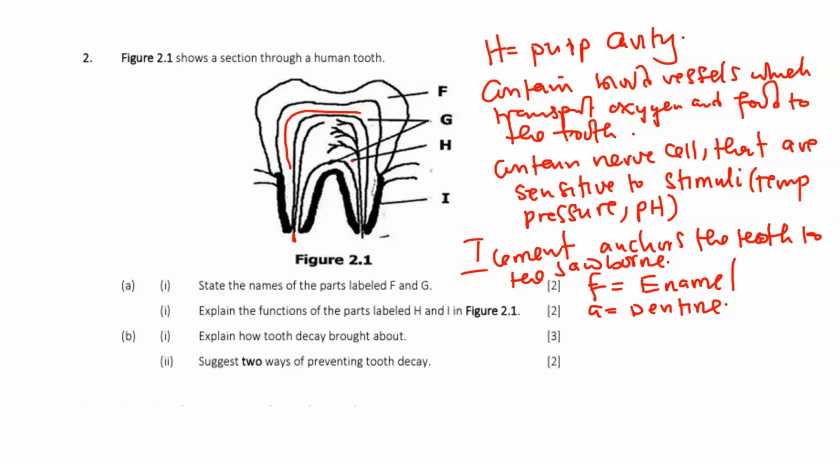So I hope you've gotten the point: brushing the teeth regularly, especially after a meal, avoiding the intake of sugary foods, and regular visits to the dentist. That is how you can avoid tooth decay. As we go on, we are going to find the same question, so we should be able to come back and refer to these answers. Very important.